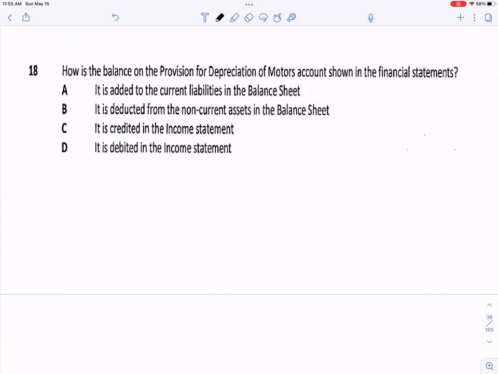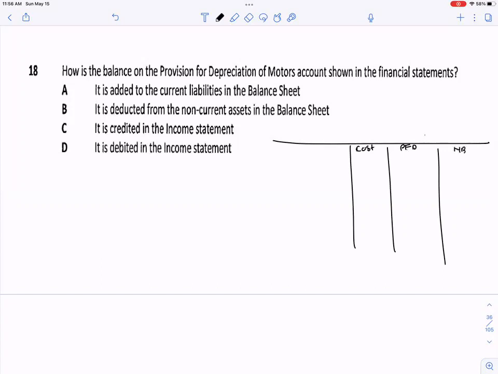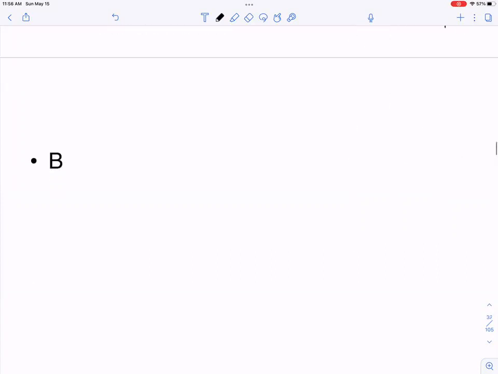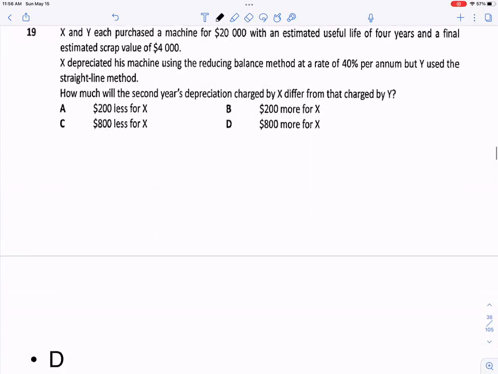No. The provision for depreciation account, if you remember, you have three columns in the non-current assets. First is the cost, then the provision for depreciation, and then the net book value. From the cost, you subtract the provisions and then you get the net book value. So it is deducted, so B, from the non-current assets in the balance sheet.